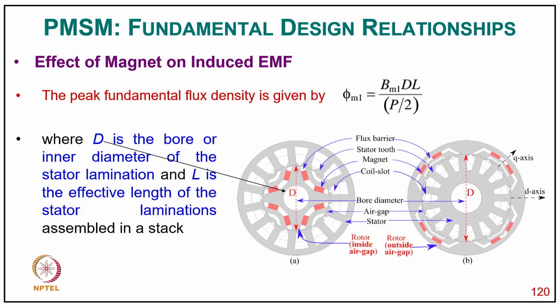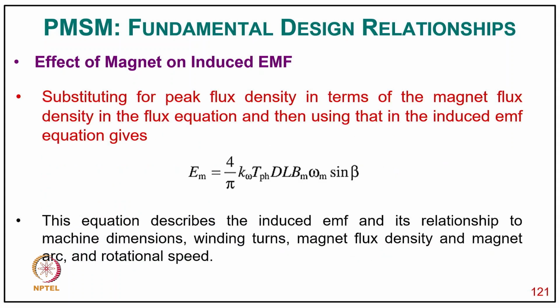So now coming to the peak fundamental flux density, given phi m, the peak fundamental flux is given by phi m equal to Bm1 pi dl upon p by 2, where d is the bore diameter, as you can see in the figure, or the inner diameter of the stator lamination, and L is the effective length of the stator lamination, assembled as a stack.